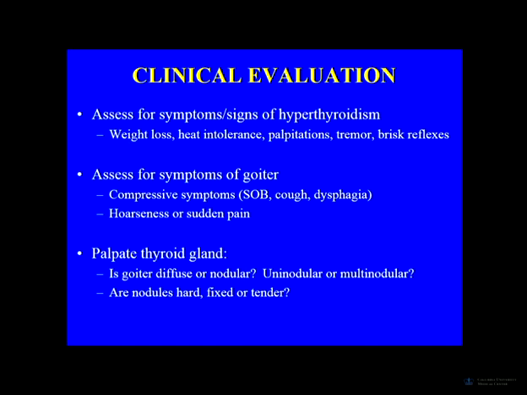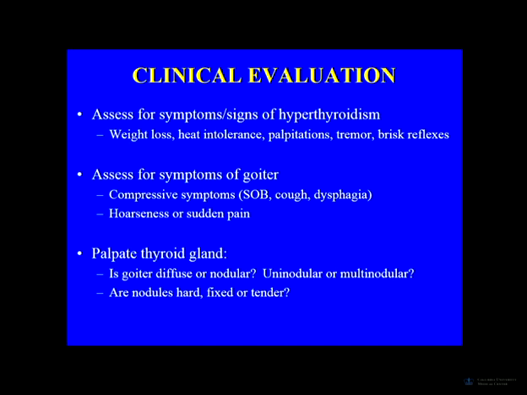You also want to assess for symptoms of the goiter itself. And to remind you of your anatomy, the thyroid sits right on top of two critical entities, your esophagus and your trachea. So if it gets rapidly enlarged, or even if it's slowly enlarged, becomes very, very big, it can compress either one of these structures. Therefore, you need to assess for compressive symptoms, which include shortness of breath, if your trachea is compressed, cough or dysphagia, trouble swallowing, if your esophagus is compressed. In addition, you want to ask for hoarseness or sudden pain, because these can potentially be ominous symptoms.